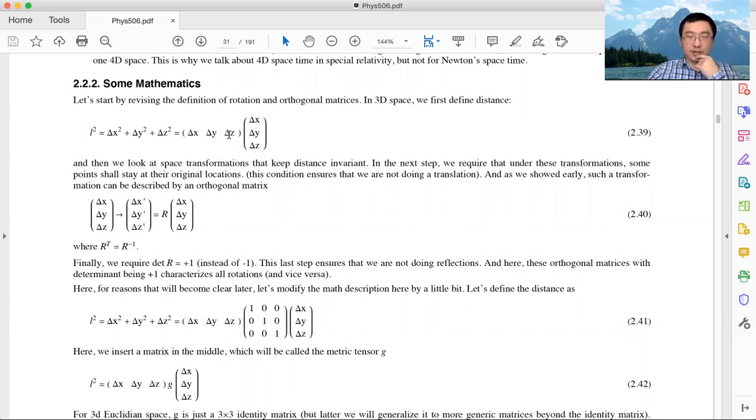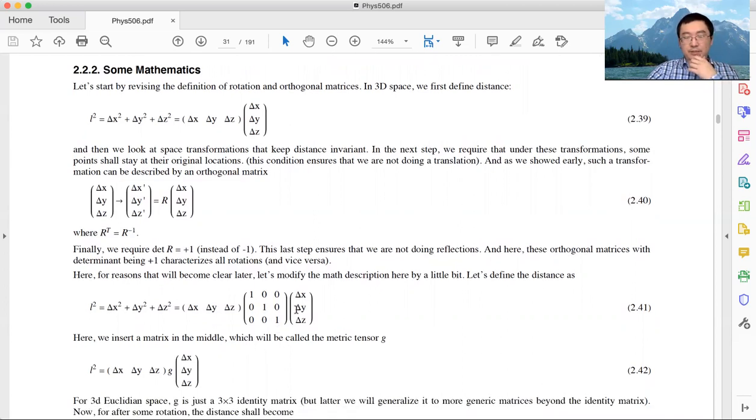Okay, so we know it's a column vector times a row vector times a column vector. Now between this row vector and column vector, let me insert the identity matrix. We know that the identity matrix doesn't do anything. Identity matrix times anything is just itself, right? So this doesn't change the definition. It's the same definition. I added the useless identity matrix in between.